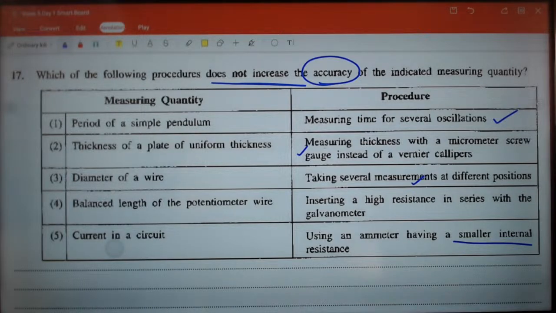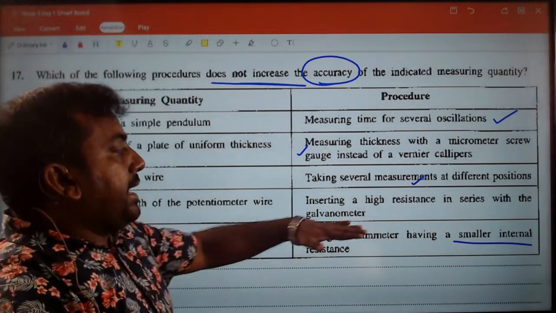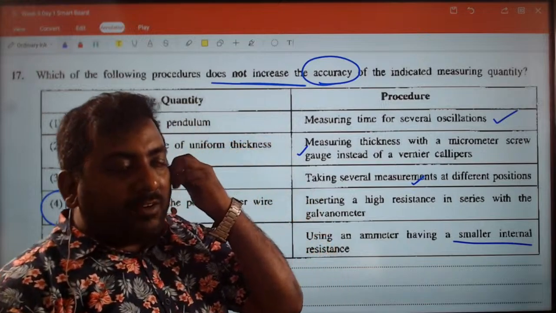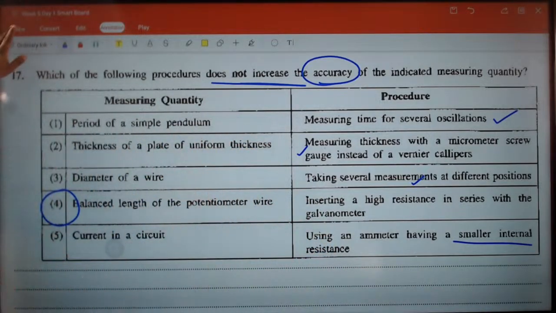So actually this is the reason. I am connecting a high resistor in series to stop a large current from going through the galvanometer. Right? That has nothing to do with the accuracy.